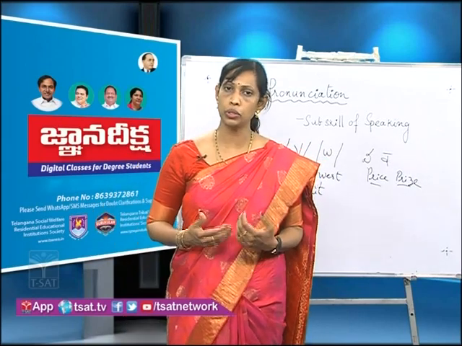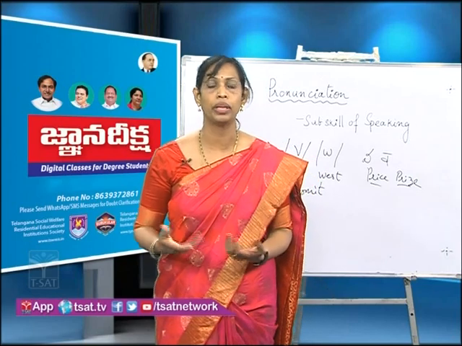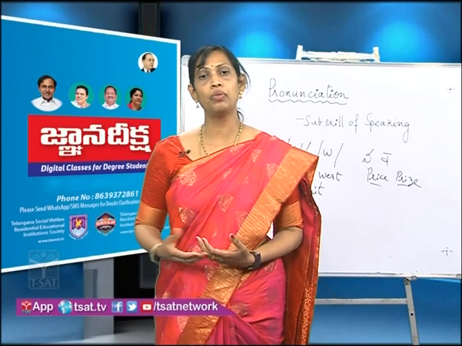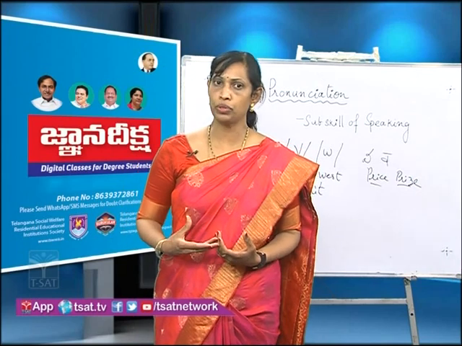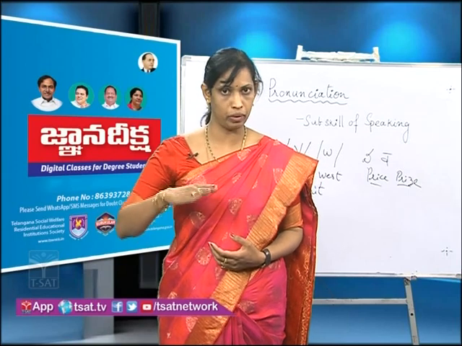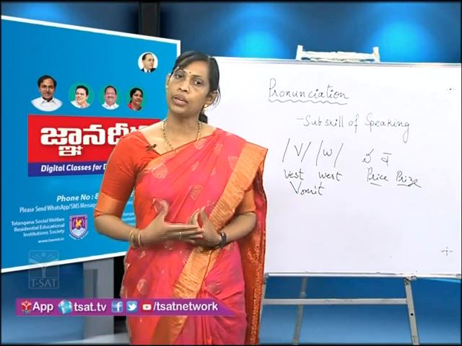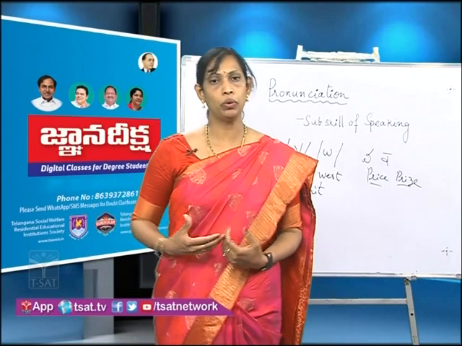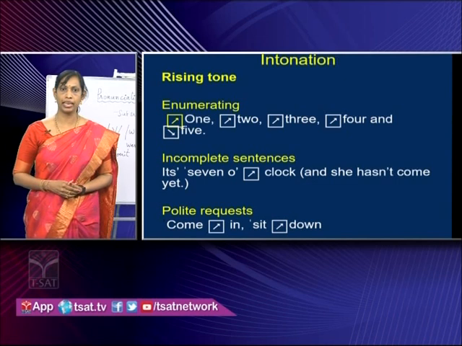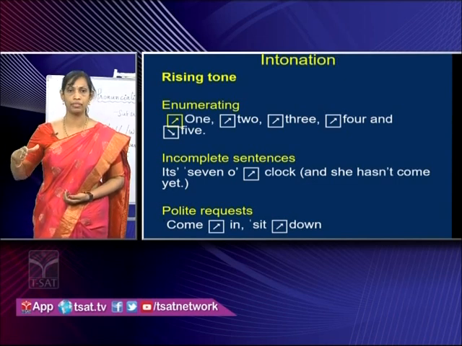As we have already discussed, in order to speak well in a connected speech, you have to use the right tone. That means here we will be discussing three types of tone. One is a rising tone, one is a falling tone, and the other one is fall rise. Let us start with the rising tone here. Rising tone is used while enumerating or listing, like 1, 2, 3, 4 and 5.